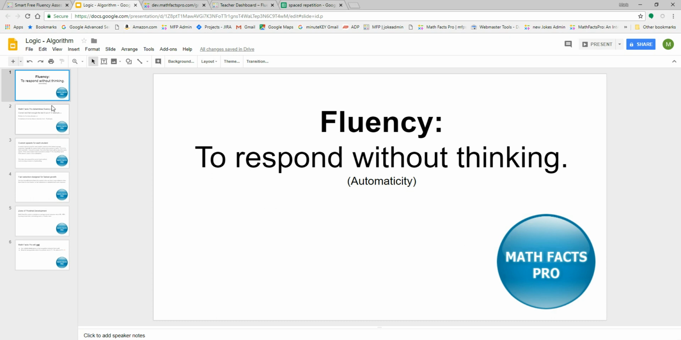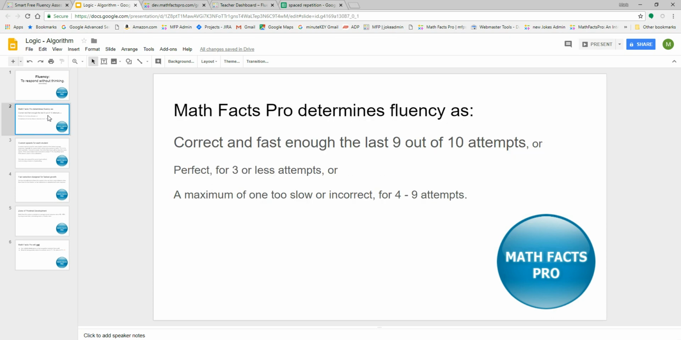This is automaticity, an automatic response, and it avoids working memory, so that working memory can focus on learning something new, like adding fractions with unlike denominators. MathFacts Pro considers a fact fluent if it is answered correct and fast enough 9 out of the last 10 attempts. A unique cutoff speed is used for each student.